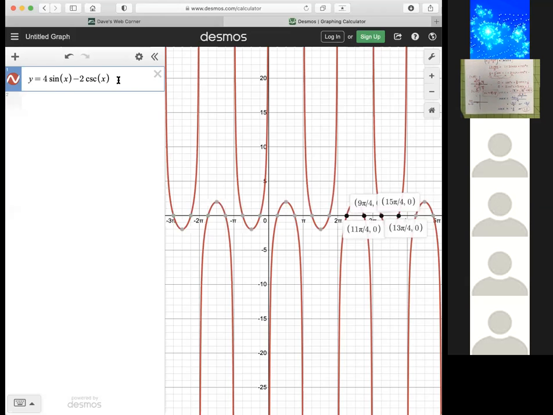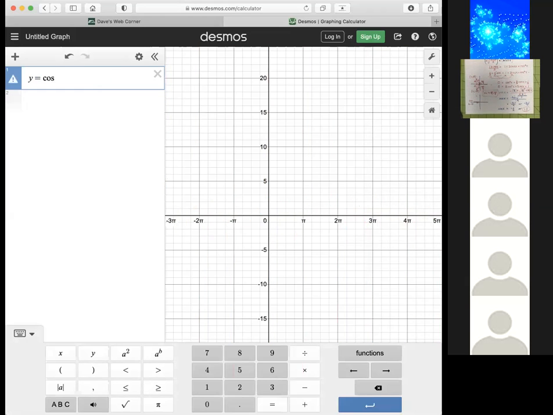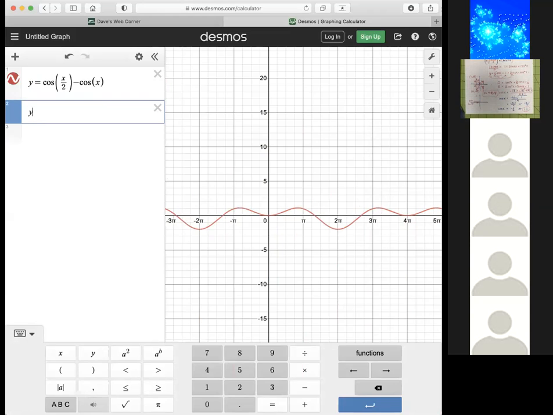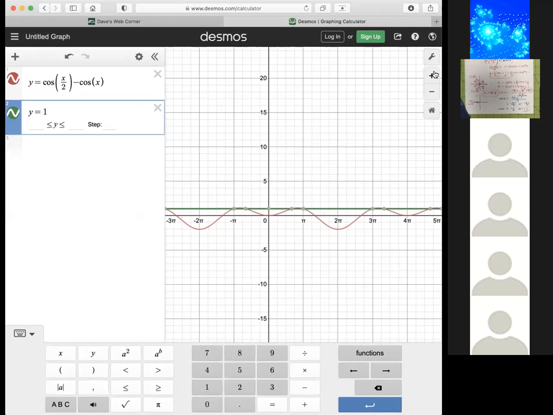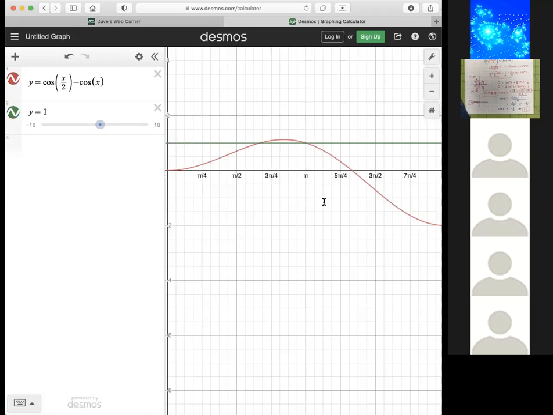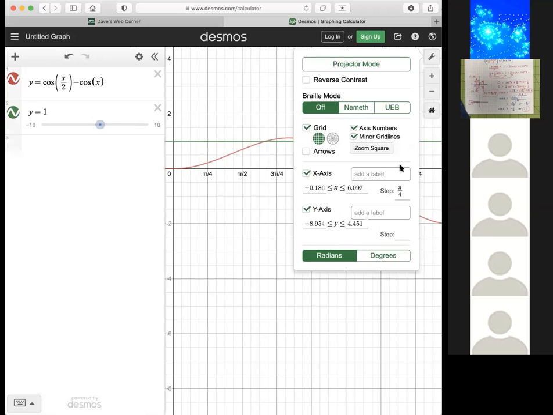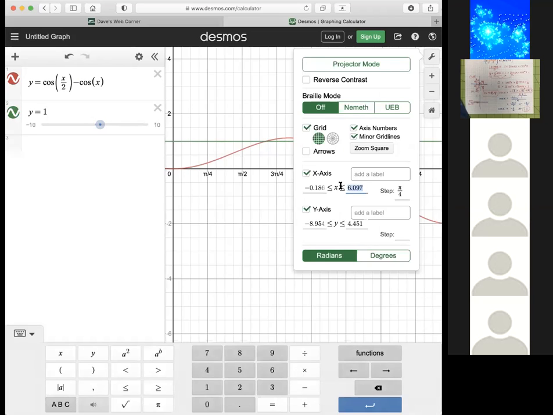So what if I had typed in here cosine x over 2? Now these parentheses are important, right? Sorry. Subtract cosine x. And remember, the problem said this was equal to 1. So I'm going to write y equals 1 here too. And I'm going to expand. No, not expand like that. So let's graph this from 0 to 2 pi.